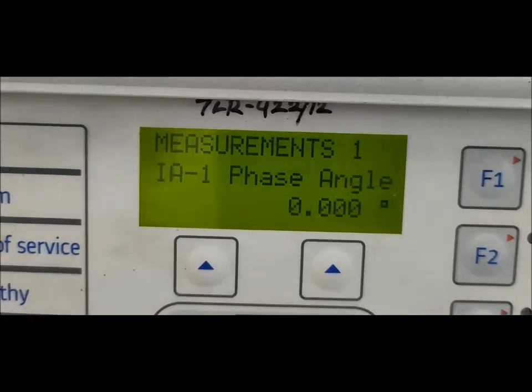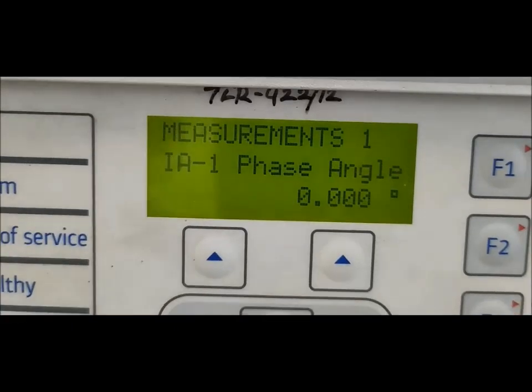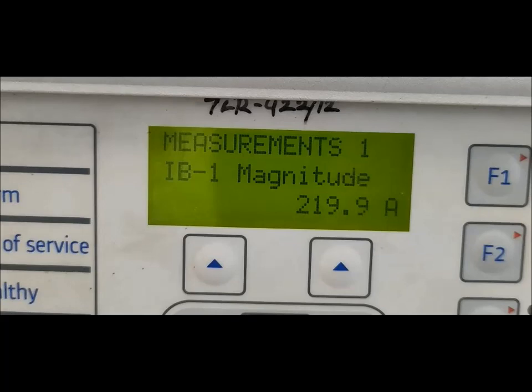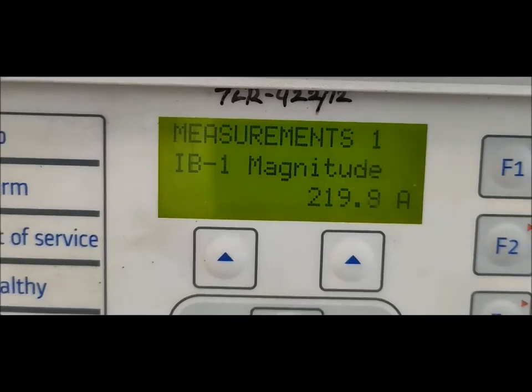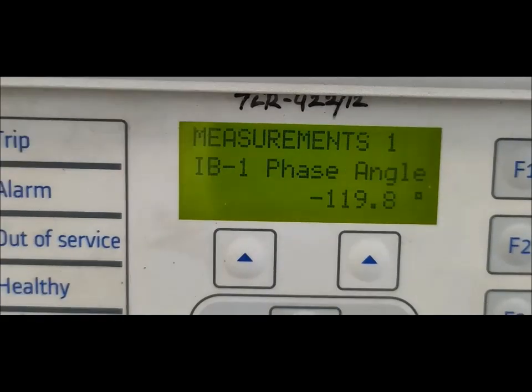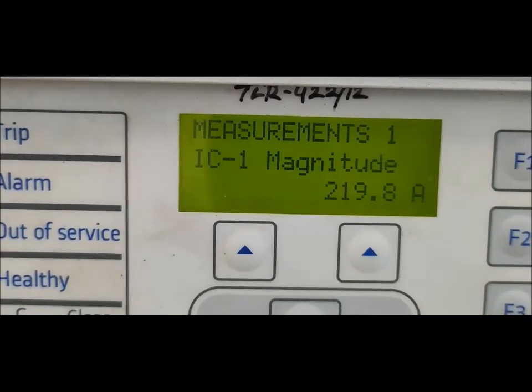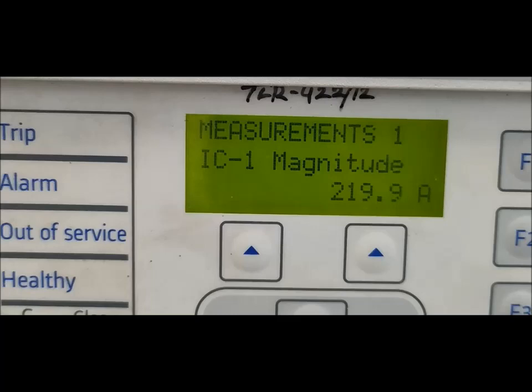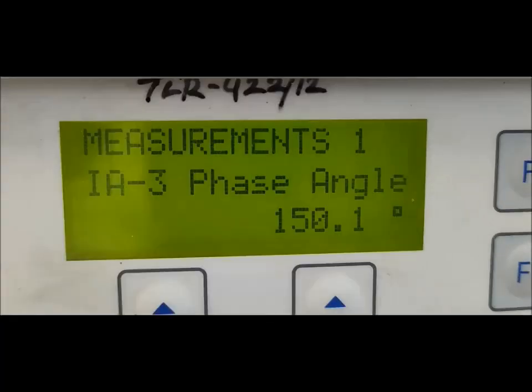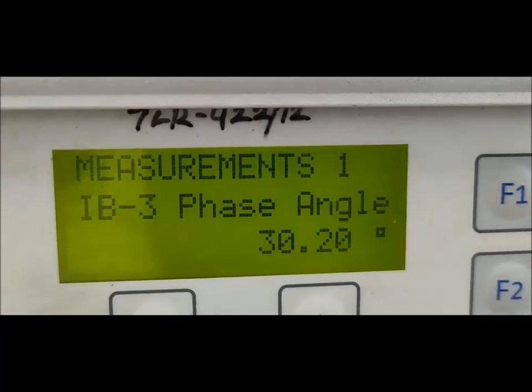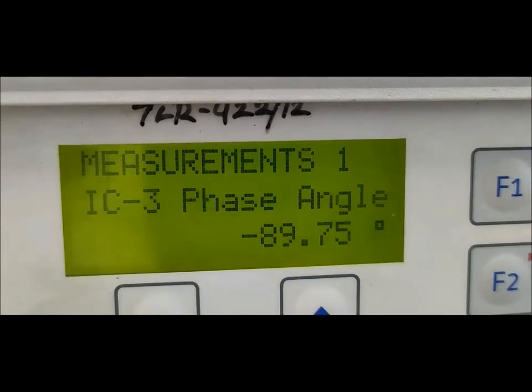To see the current in the measurement menu, you have to go to measurement 1, and then you can see the A phase, B phase and C phase current on HV as IA1, IB1 and IC1. Similarly, for the LV side, you can see the phase currents IA3, IB3 and IC3.